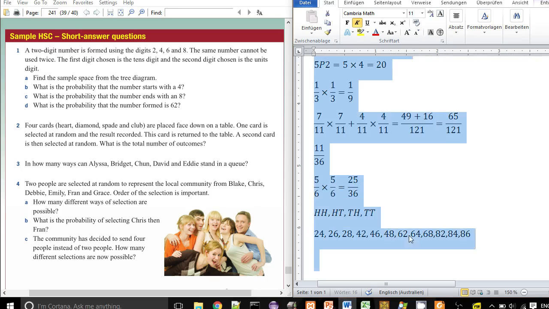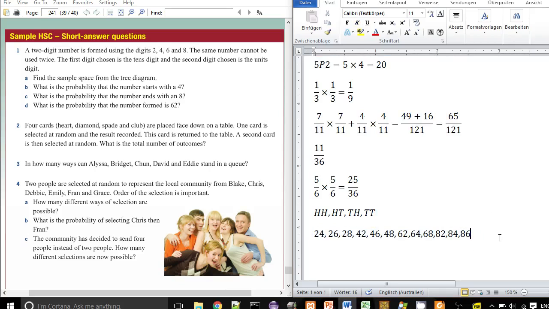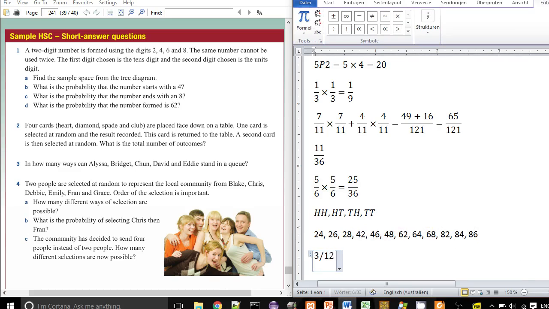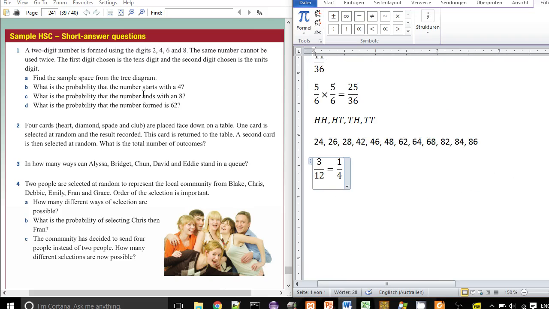86. So, whoops. Maybe I'll make that not an equation. There we go, and just put spaces in. Okay, so those are all the possibilities. So that's the sample space. 12 different numbers. What's the probability that it starts with a 4? Easy. So how many start with a 4? There's 3 out of 12 in total. But simplify it. 3 out of 12 is a quarter, so a 25% chance that it starts with a 4.